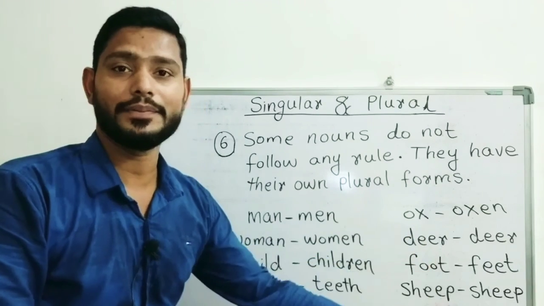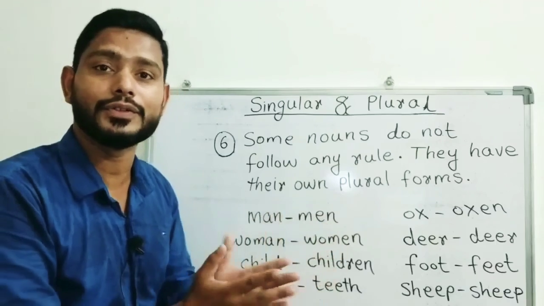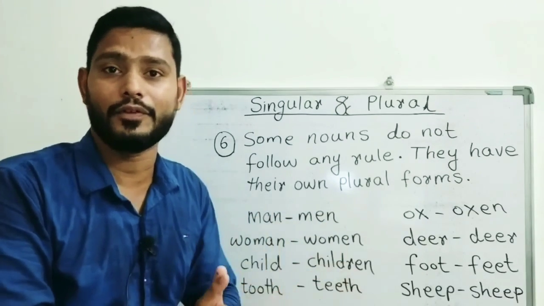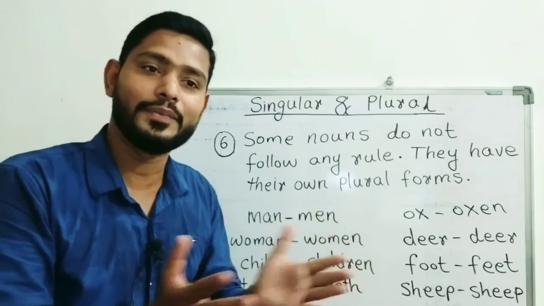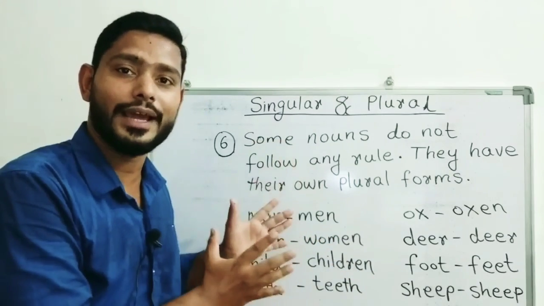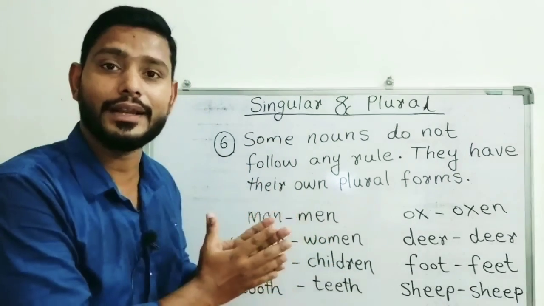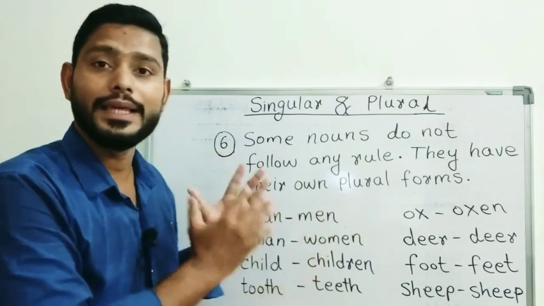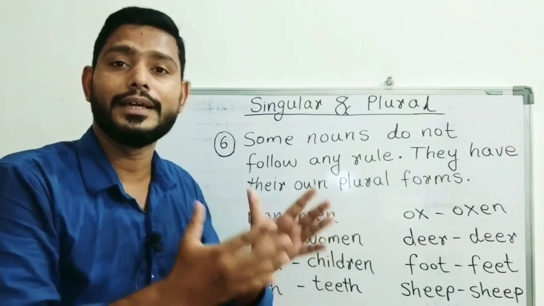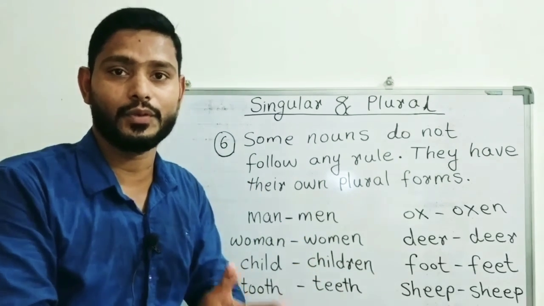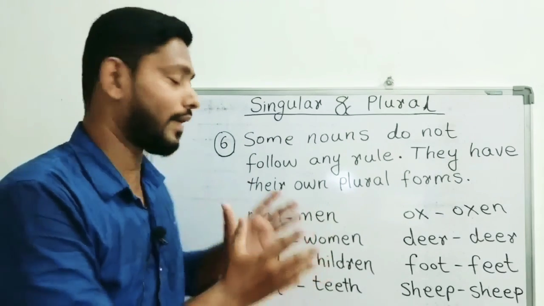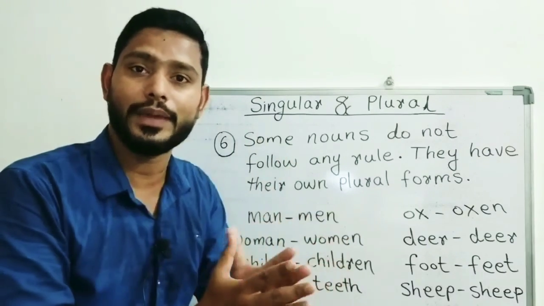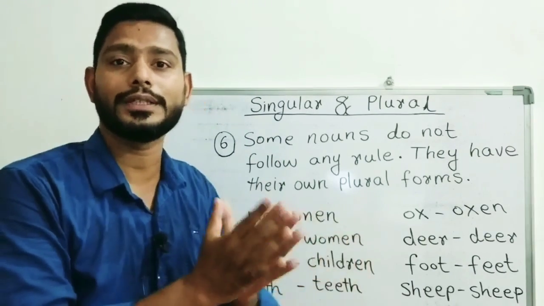sheep, sheep. You might be confused about why some singular and plural forms are the same. There is no specific rule in English that you have to learn. There are some exceptions related to other rules that we have already learned. These are some of the irregular nouns. They have their own plural forms. So what you want to do is just learn the singular form and the plural form, and try to make these words into your own sentences.